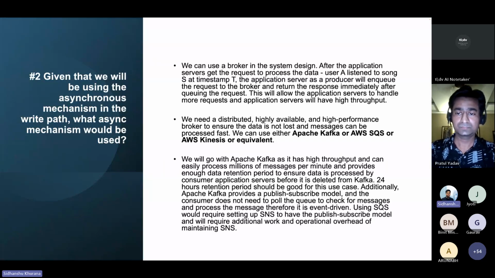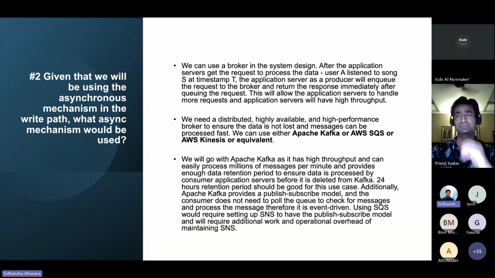We need a distributed, highly available, and high-performant broker to ensure the data is not lost and messages can be processed fast. We can either use Apache Kafka, AWS SQS, AWS Kinesis, or equivalent in Azure or GCP. We'll go with Apache Kafka as our choice because it has high throughput and can easily process millions of messages per minute and provides enough data retention period to ensure data is processed by the consumer application before it is deleted from Kafka. For our case, regularly 6 hours is enough, but for safety, we can keep 24 hours as a retention period. For example, in case of some disaster or something really terrible happens with our system, we have data retained in Kafka, which we can process.